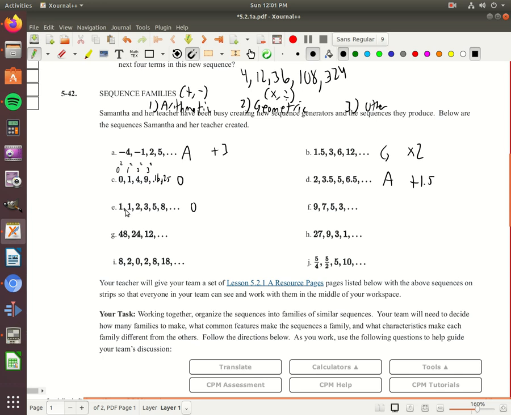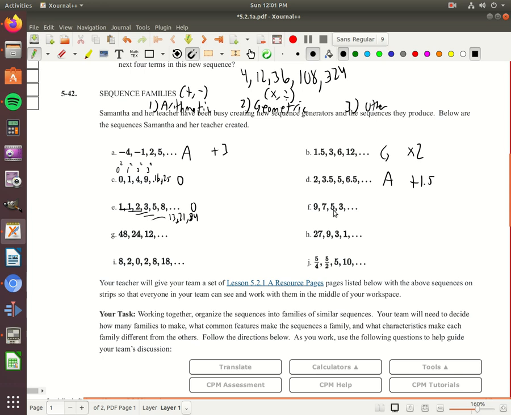And it looks like this is kind of a famous sequence. If I add these two numbers, I get 2. So 1 plus 1 is 2, 1 plus 2 is 3, 2 plus 3 is 5, 3 plus 5 is 8. So this would be 13, 21, 34, etc. Again, to get the next term, you just add the previous two terms.